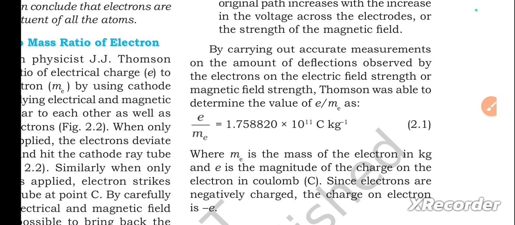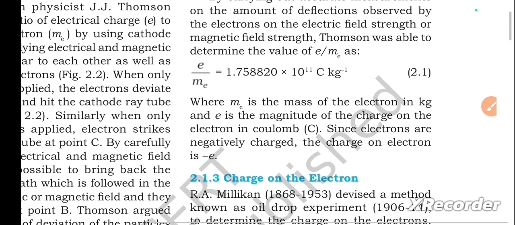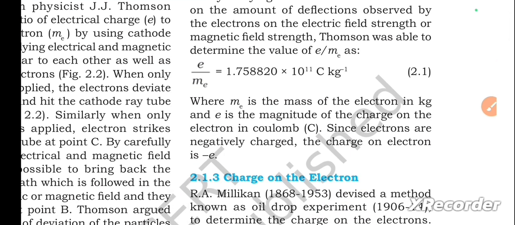e/me equals 1.758820 × 10^11 coulomb per kg, where me is the mass of the electron in kg and e is the magnitude of the charge on the electron in coulomb, that is C. Since electrons are negatively charged, the charge on electron is minus e.